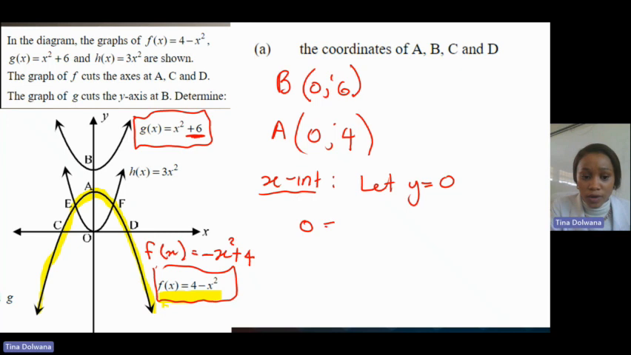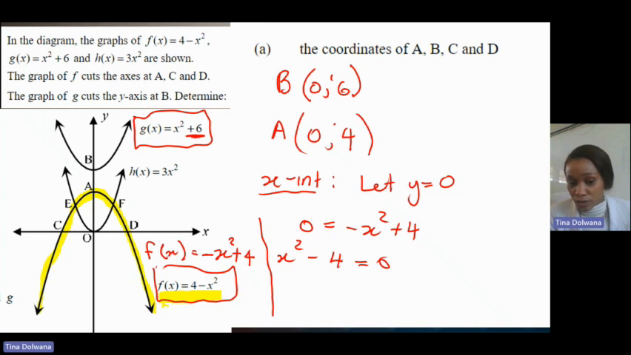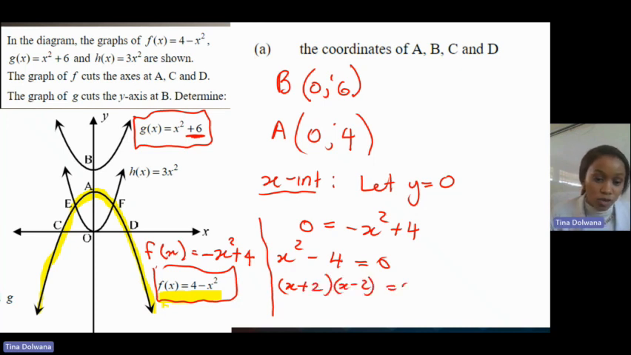So we'll have 0 is equal to negative 2x squared plus 4. Now, it really depends on how you calculate things, or maybe to make it easier for you, let's just take the negative x squared to the other side so you can see something. So we'll have x squared minus 4 equal to 0. Now, what do you see? A difference of two squares. So if we factorize it, we'll have (x + 2)(x - 2) = 0. So therefore, x is equal to negative 2, or x is equal to positive 2.